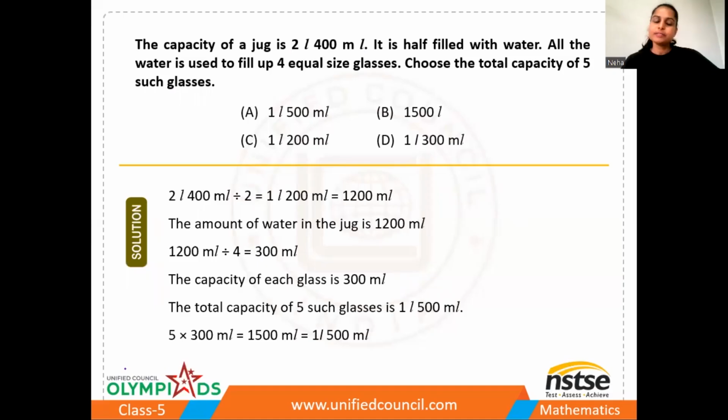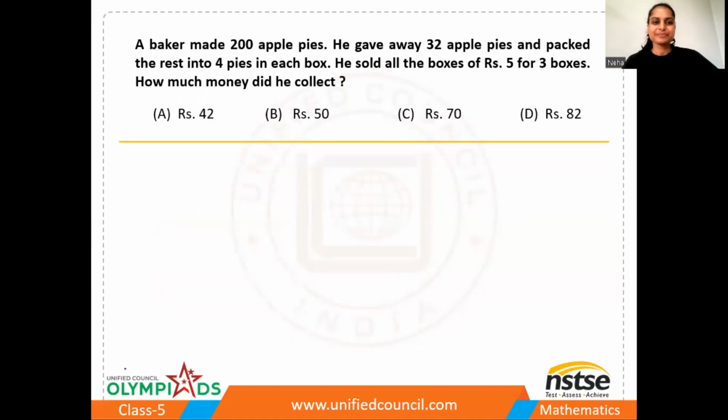Nice. This question is done. Let's move to the next one. Here is the next question. The next question says that a baker made 200 apple pies. He gave away 32 apple pies and packed the rest into 4 pies in each box. He sold all the boxes at rupees 5 for 3 boxes. Then how much money did he collect?